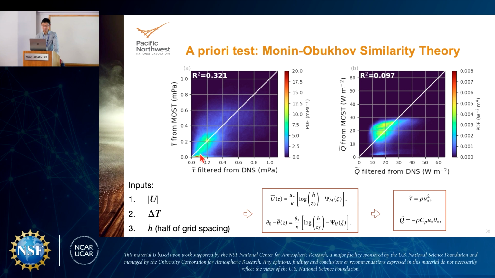And when wind speed increases, the result is getting better. For heat flux, the result is worse. And later I will show that it is because the result is biased by the wind speed, because MOST is derived under a shear-dominated boundary layer.